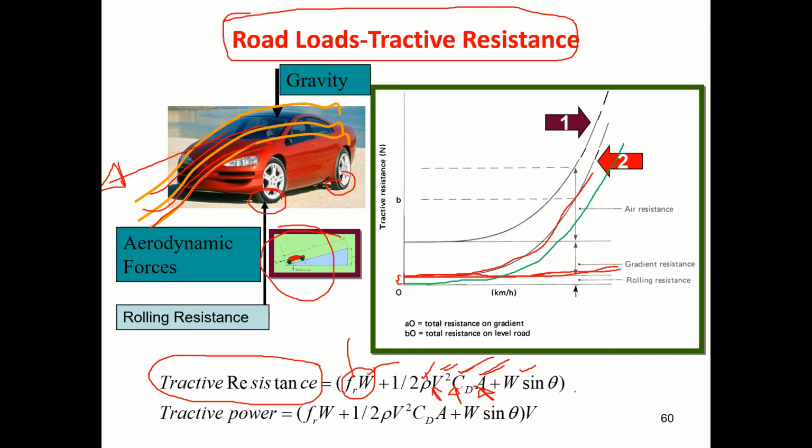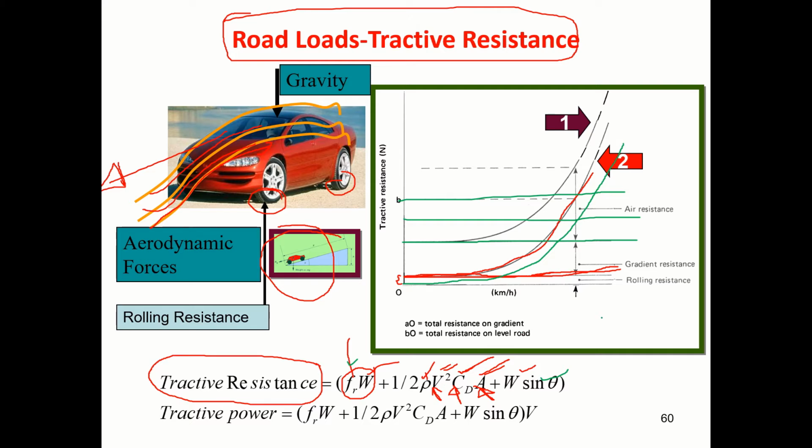Next is gradient resistance. Let us say theta is some 10 degree. So W sin 10 degree, whatever you get, is again independent of the velocity. So you can say this is the one. If it is 15 degree, maybe it is like this. If it is 20 degree, it is like this. So gradient resistance and rolling resistance are independent of velocity. Aerodynamic resistance is proportional to V square.